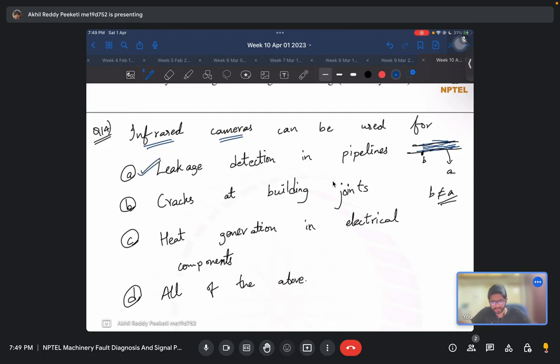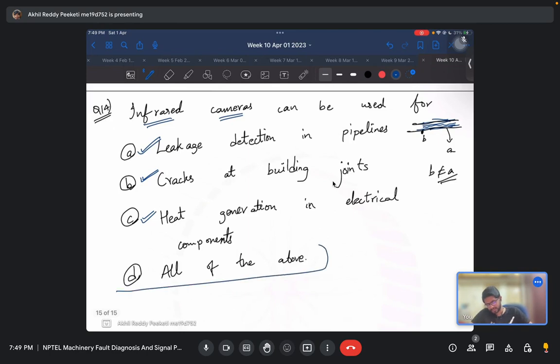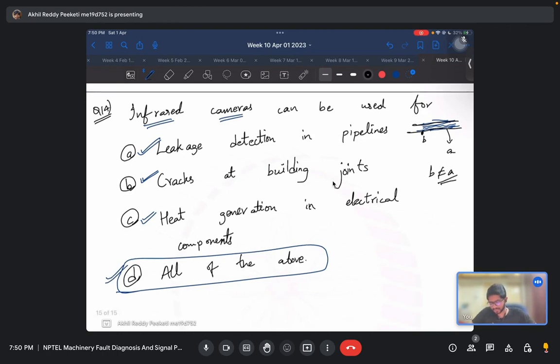What about cracks at building joints? So those also can be actually detected in a similar fashion. There will be a small difference in the temperatures. And heat generation in electrical components, true. If there is any heat generation, then the local temperature will be higher than the surroundings. So you can also detect the generated heat. So infrared cameras can be used for all these: leakage detection in pipelines, cracks at building joints, and heat generation in electrical components. Okay, then we hope this question is also clear.